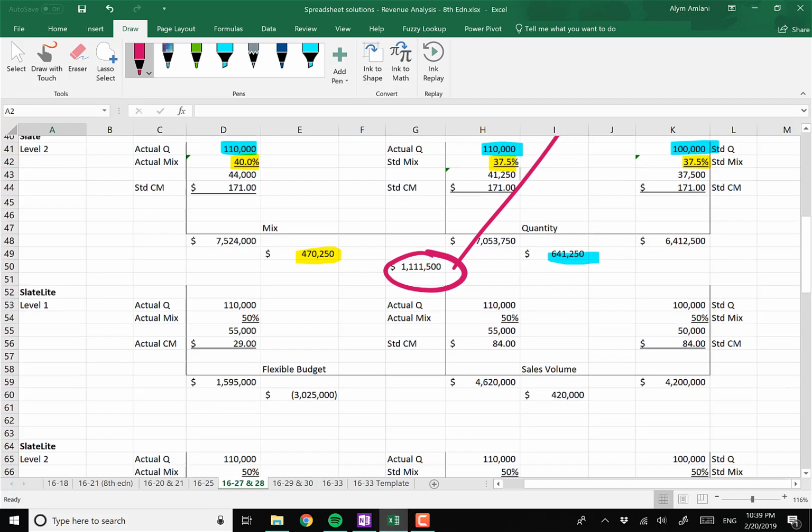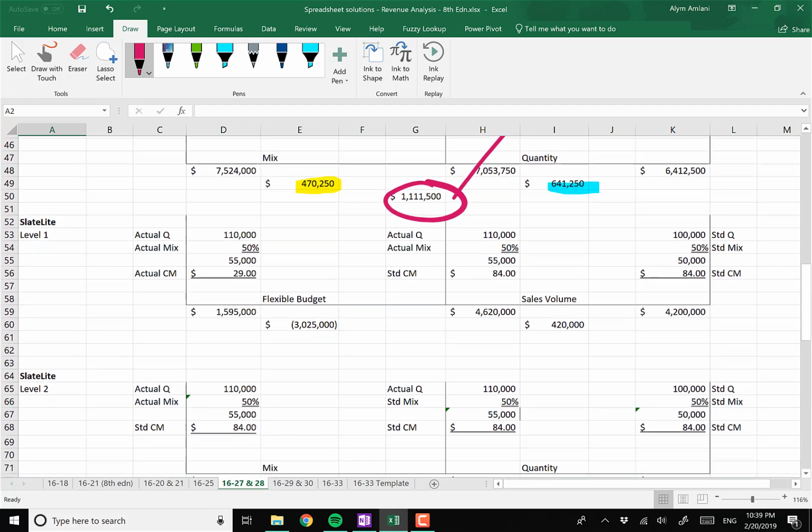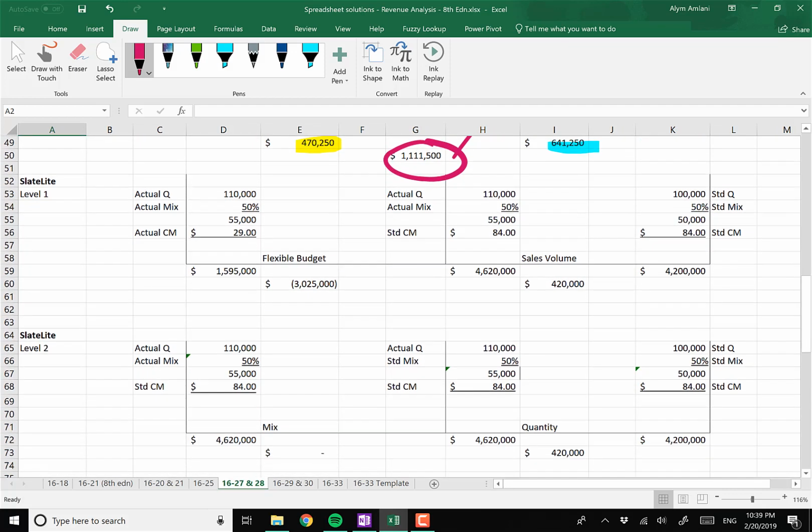Okay, we would then do it again for Slate Light. The one thing I do want to draw your attention to for Slate Light is we've got a massively unfavorable flexible budget variance here, and we don't spend a lot of time looking at that in this class. But the reason that we've got such a major flexible budget variance that's so unfavorable is because our contribution margin dropped way, way down. Okay?